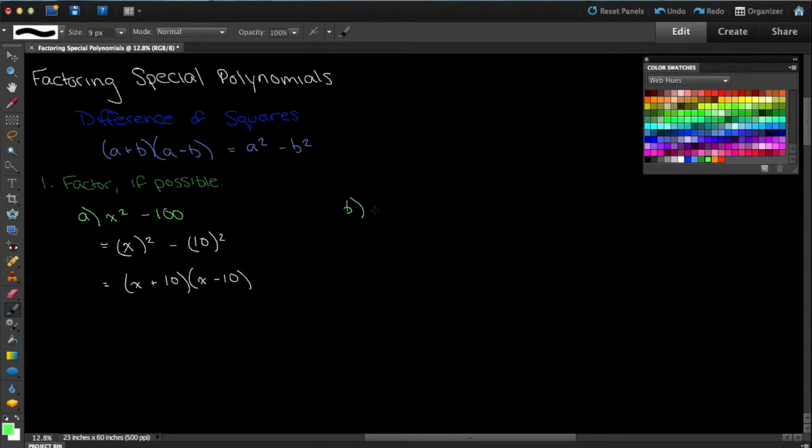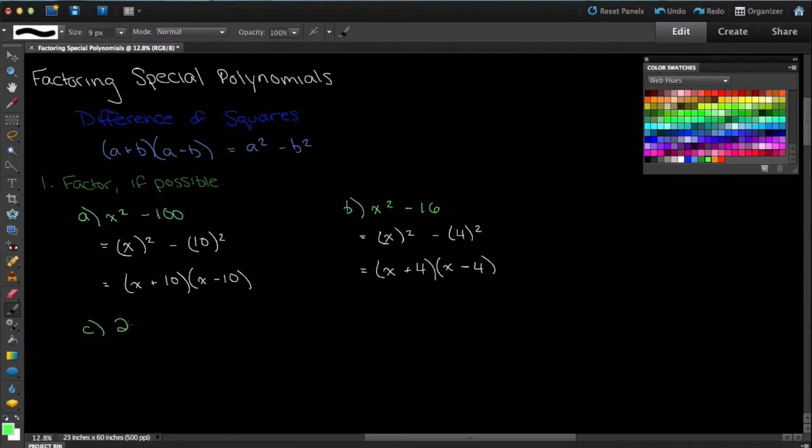B, x² - 16. Again, we find the square root of x², which is x, and the square root of 16, which is 4. Continue to sub them into the difference of squares formula to reach (x + 4)(x - 4).